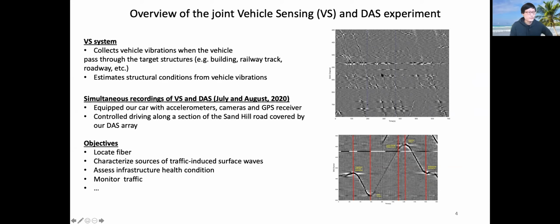This data contains one of our driving tests, indicated in yellow here. This is our car driving at constant speed along the road. And at the bottom is our car making U-turns on Sand Hill Road. Our DAS system also captured it.